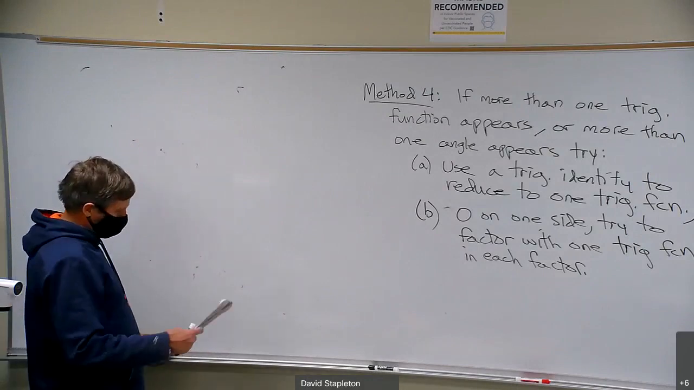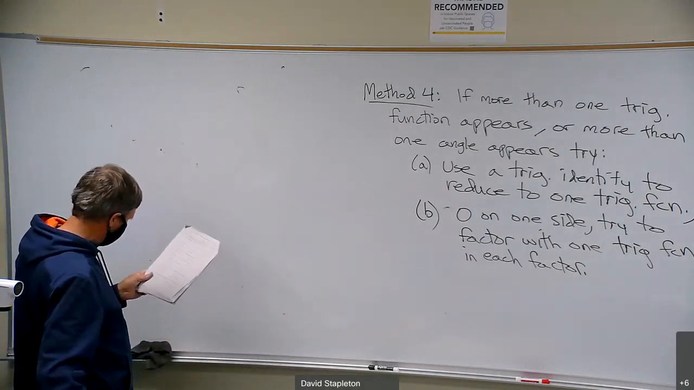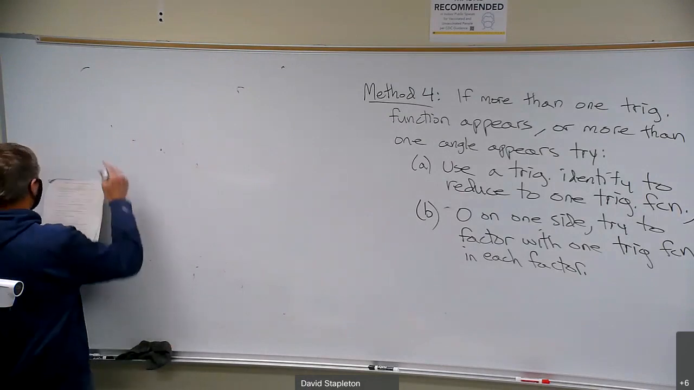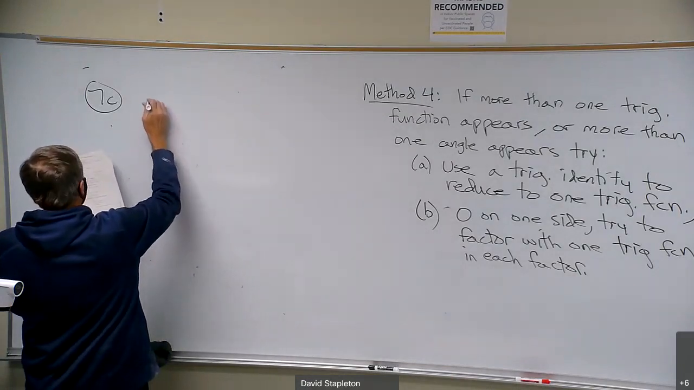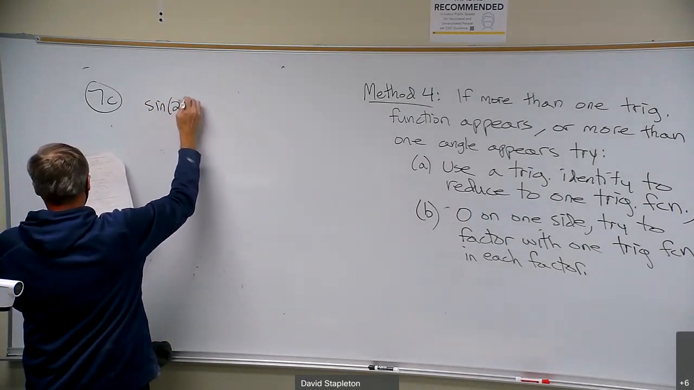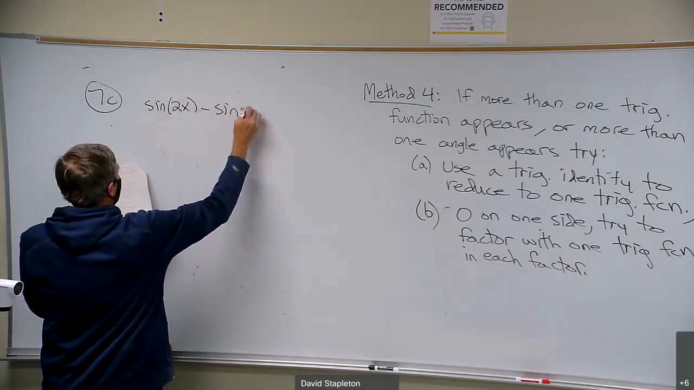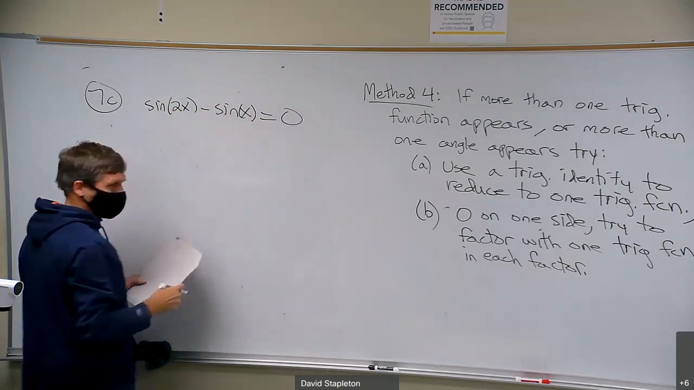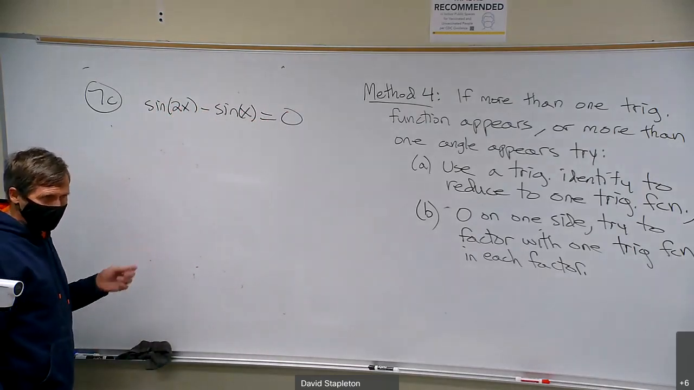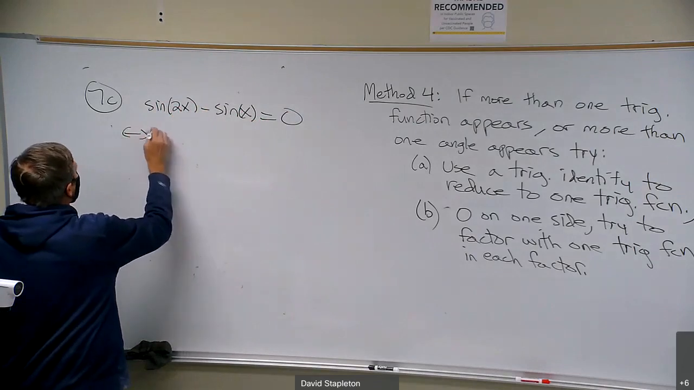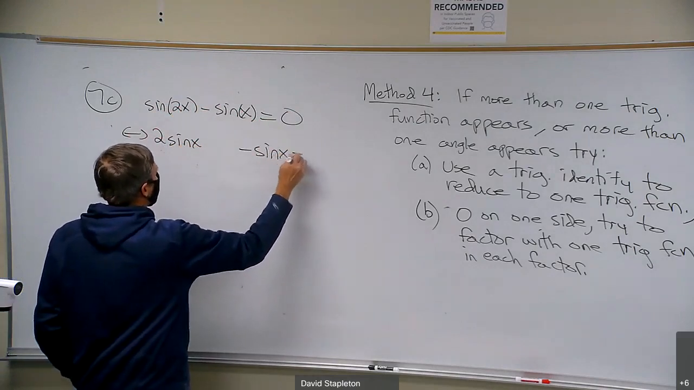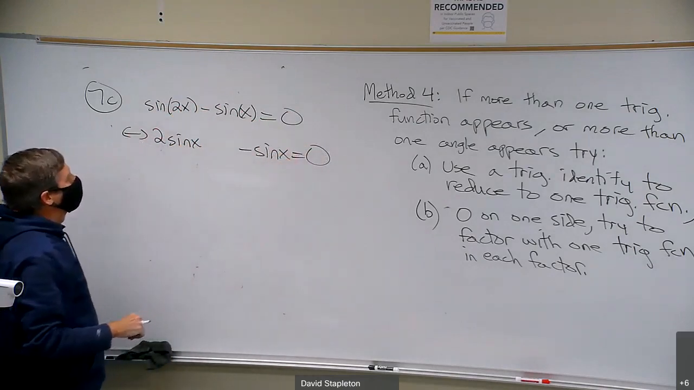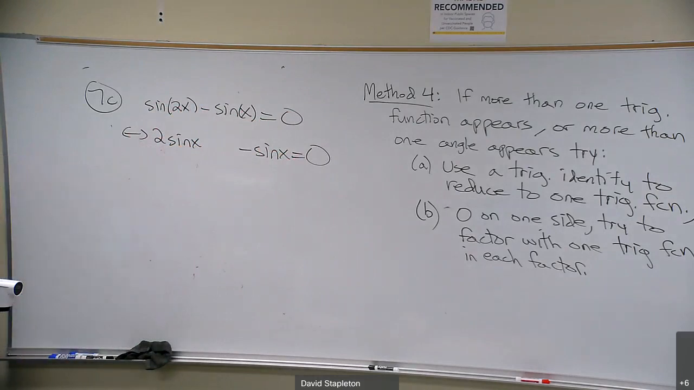Here's a nice example because it actually employs both those things up there. This is 7C. Suppose I write down sine of 2x minus sine x equals 0. Don't do this on your test. Somebody's going to do this: 2 sine x minus sine x equals 0. What's wrong with that? I use a non-theorem, right? You cannot pull the 2 out of here.